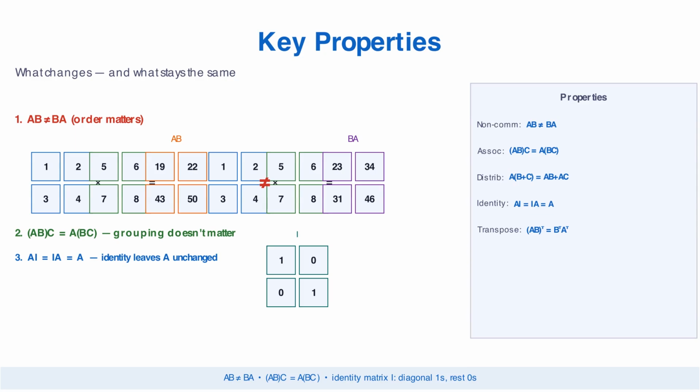Second, it is associative. If you multiply 3 matrices, you can group them however you like. A times B times C equals A times the result of B times C.